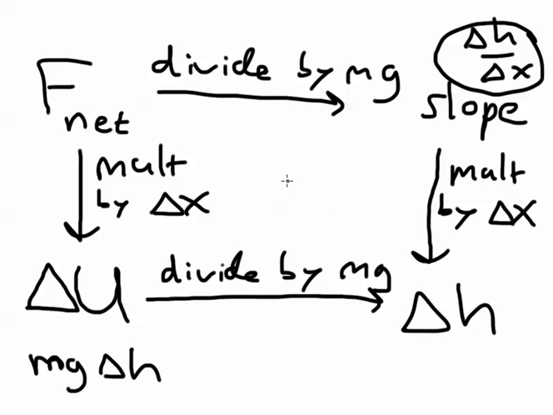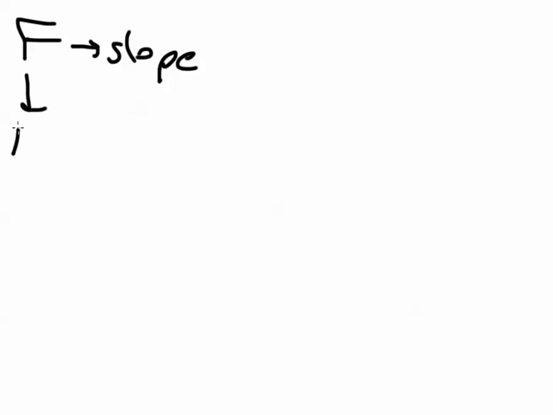Okay, so you might want to write down this diagram. You might want to pause this video and write down these four things, because they're going to come up in the next part, where I'm going to draw a similar diagram that's going to be about electric fields. But first of all, let me talk about the contour diagrams. So we have F net, slope, delta U, and delta H.